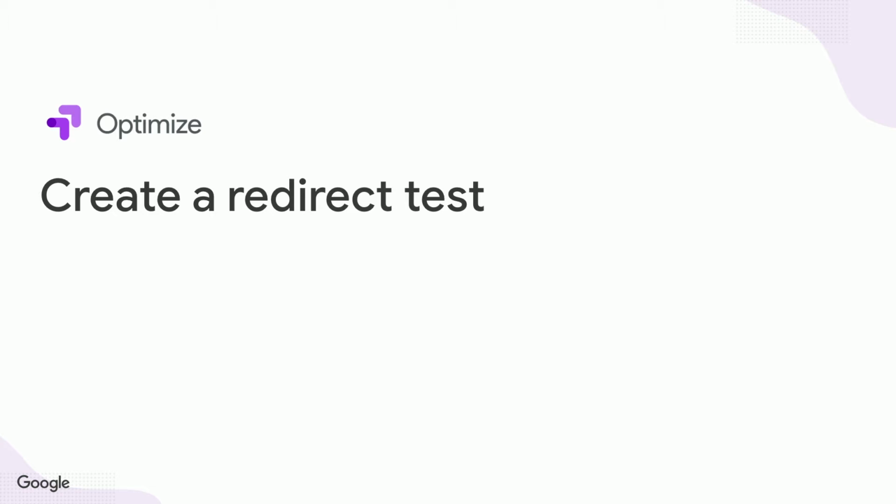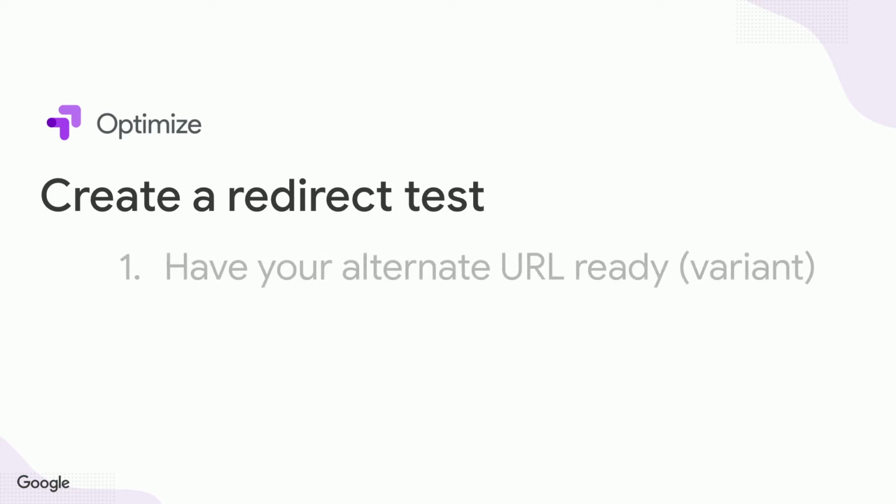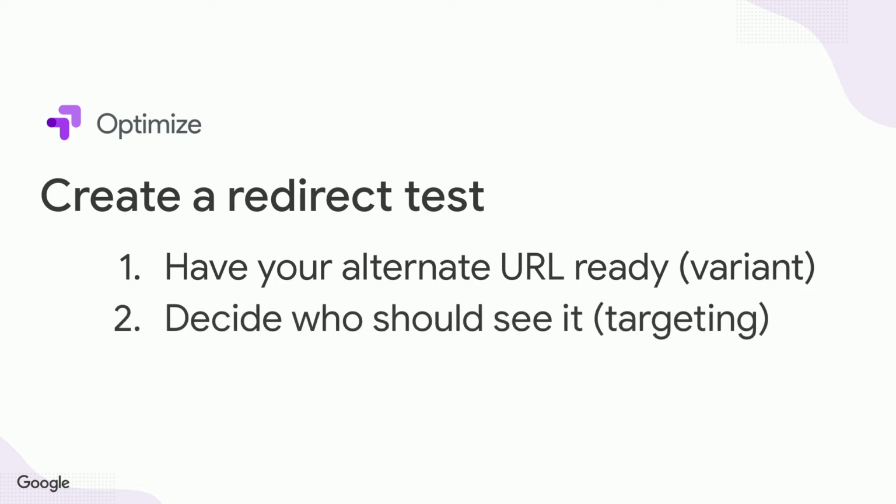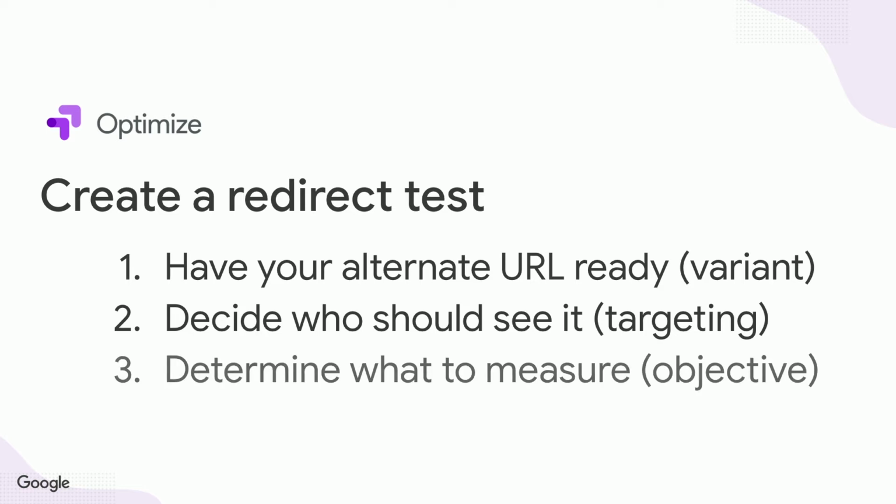So we're going to show you today in this video how to create a redirect experiment in 3 steps. First, you're going to create a variant. Now that's real easy because all you need is the URL. Second, you're going to choose your audience. So this is where you decide who should see your experiment. And finally, you want to determine what you want to measure. And this is called choosing an objective.